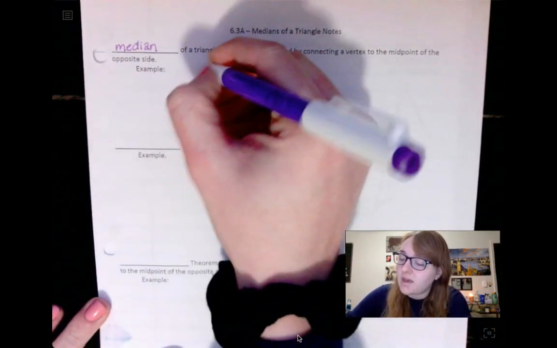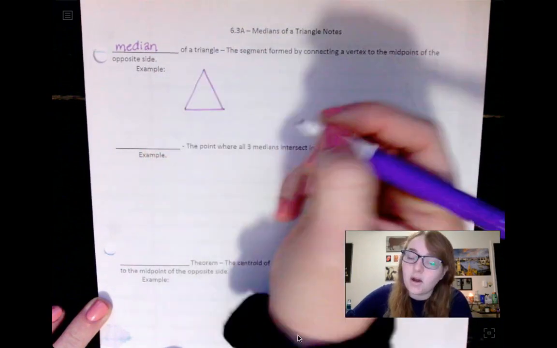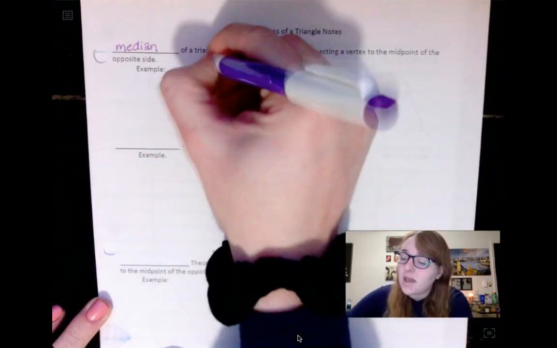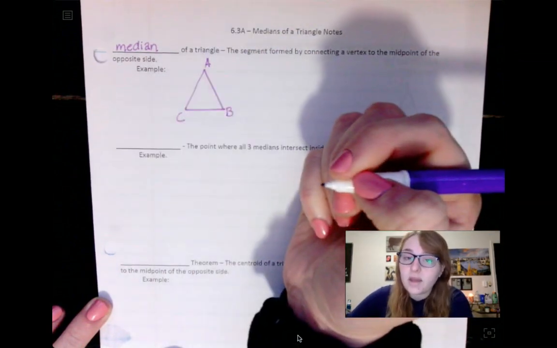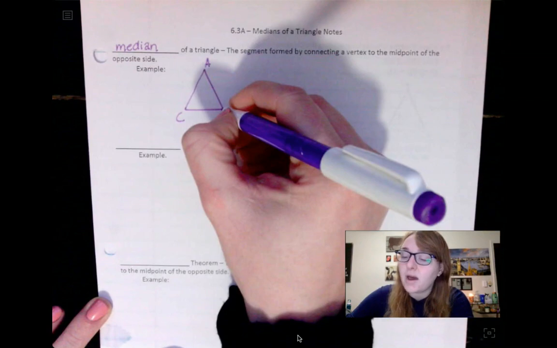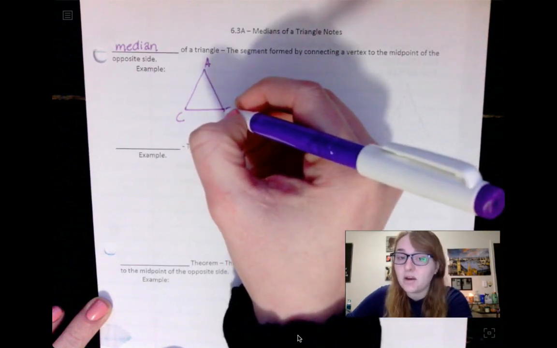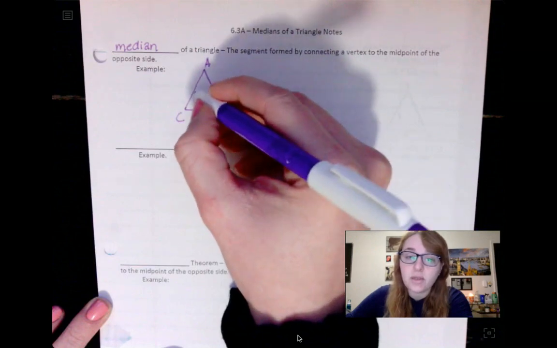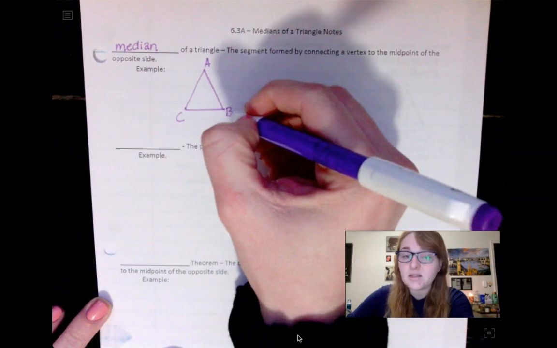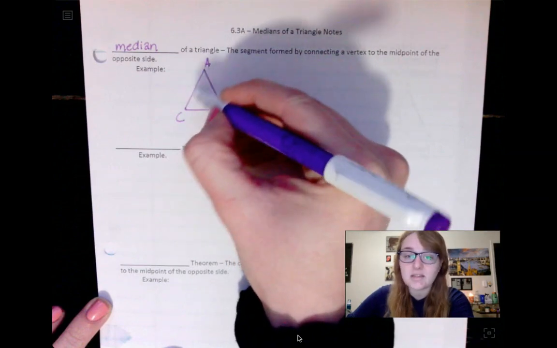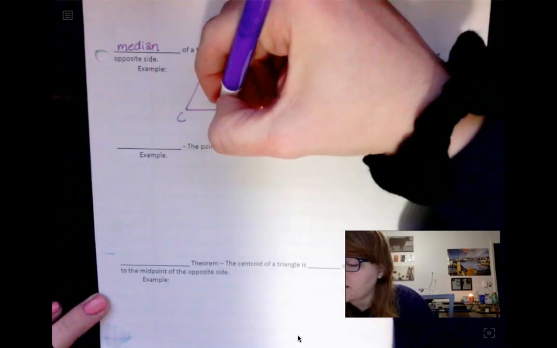I'm going to go ahead and draw just a triangle. And I'm going to label our points A, B, and C. Okay, so a median would come out of one of the points or our vertex. I'm going to choose B here, and it is going to cut through the triangle and touch the opposite side. So you can see that B does not touch our side AC, so they are opposites. Okay, so I'm going to go ahead and connect that line.